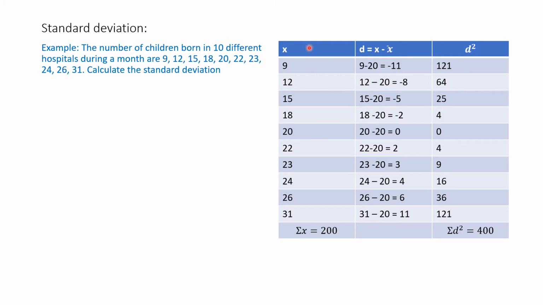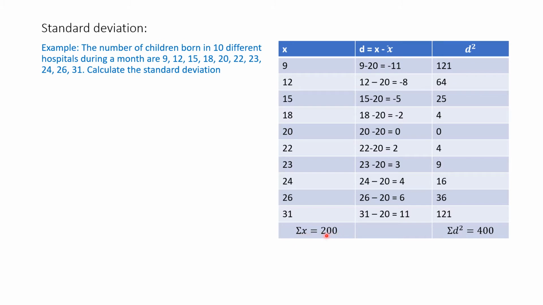In the first column, we write the given data, that is x. Here 9, 12, 15, 18, 20 are tabulated vertically as shown in the table. These are the given data and we have to add them up. So the total of the given data, represented by sigma x, is equal to 200.